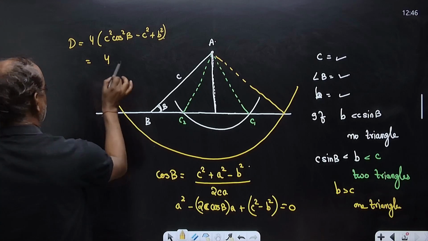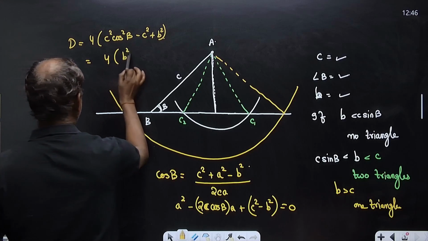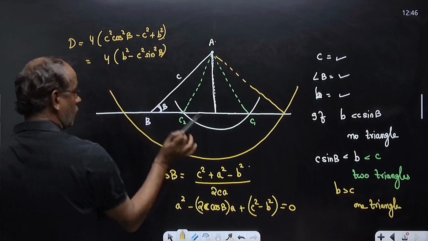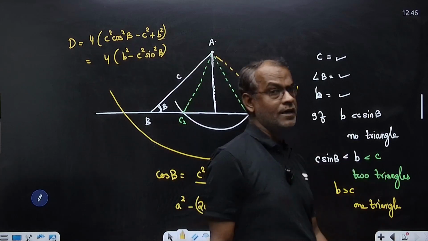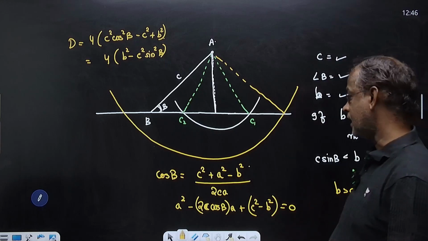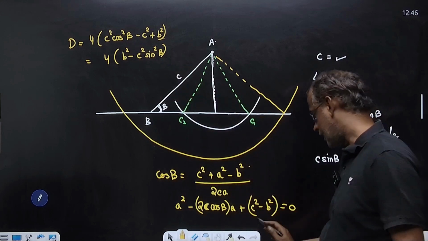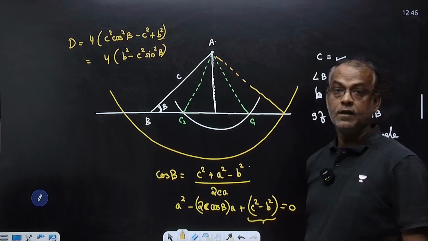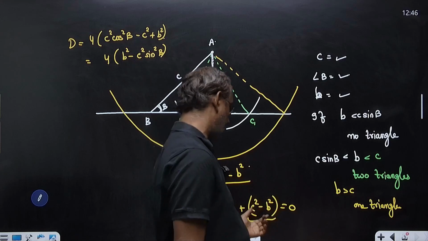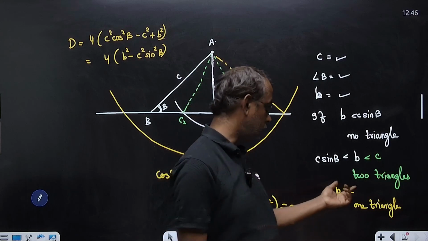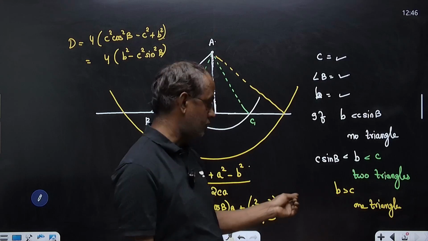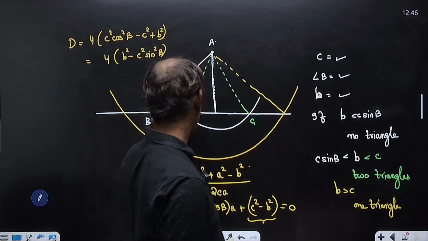This is what we were saying. If B is less than C sin B, D is less than 0. If B is greater than C sin B, this discriminant is positive. And you can see this: if C square is greater than B square, the product is positive, so you get 2 positive roots. If B is greater than C, this is negative, so you get 1 positive and 1 negative root.